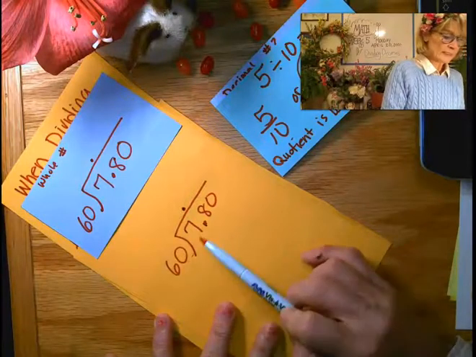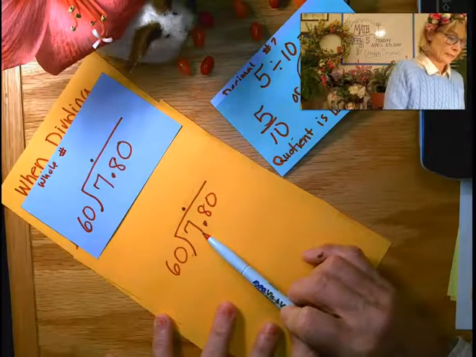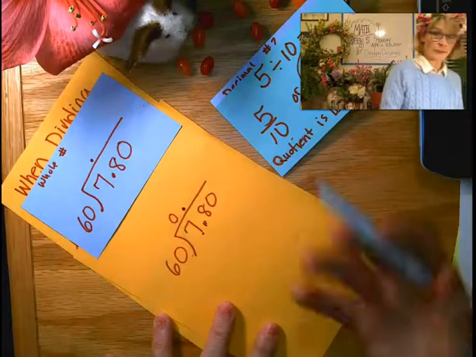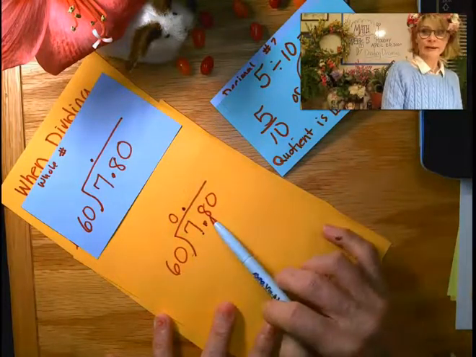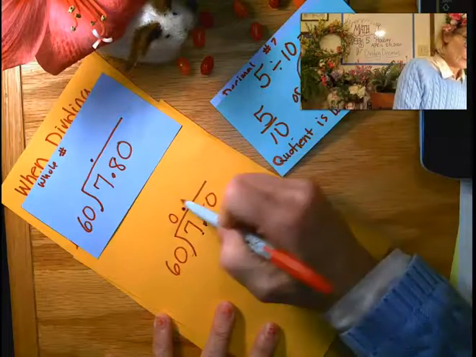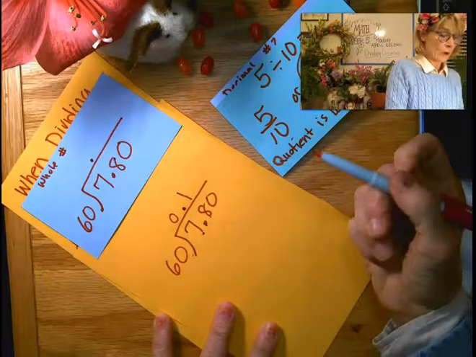I'm going to say, will 60 go into 7? And no, it will not. I can put a 0 up here and just leave it blank. Will 60 go into 78? Yes, it will. Alright, it's going to go one time. I put that up in my quotient.